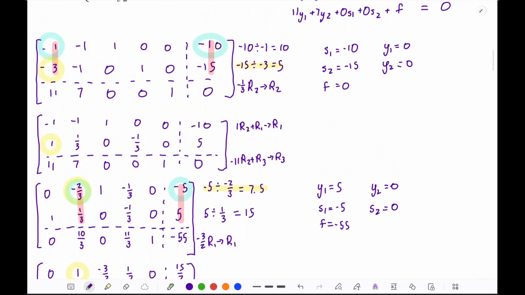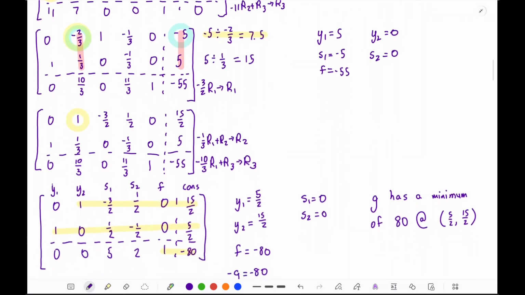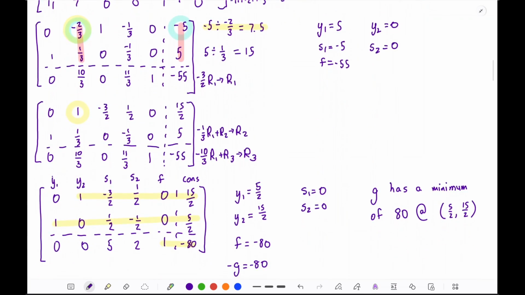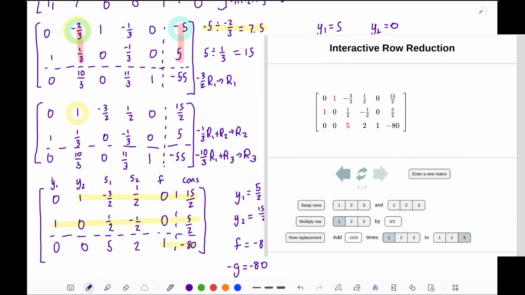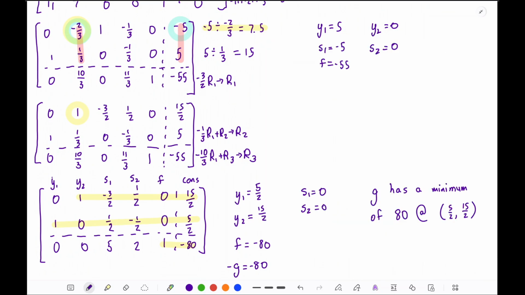So again, we started at 0, 0. Then we went to 5, 0. And then we went to 5/2, 15/2. So let me bring up Desmos to show what's going on. So we start at 0, 0. So like I said, that is not part of our feasible region. So what phase 1 is doing is it's going to move us to another corner. And after the first pivot, it moved us to 5, 0, which is right there.